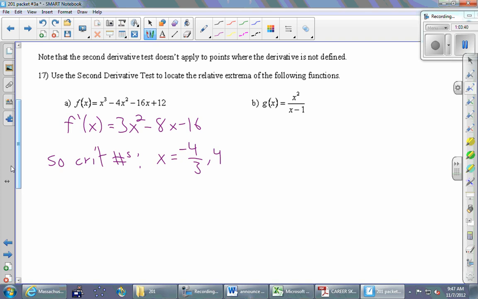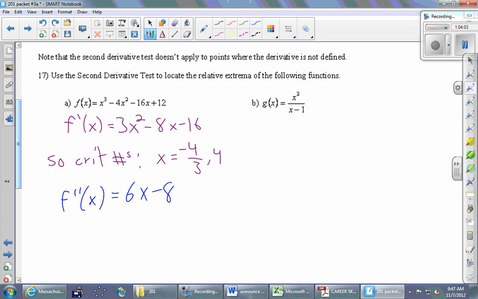The second derivative test says, okay, let's find the second derivative. So finding the second derivative from this purple thing, 6x minus 8. Notice I didn't go to the factored version of the first derivative. It's easier to take a derivative from this than it is to use a product rule. Okay, do we set it equal to 0?